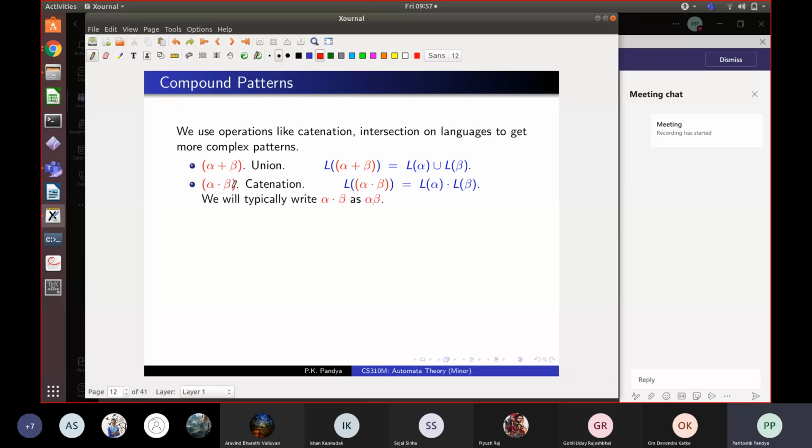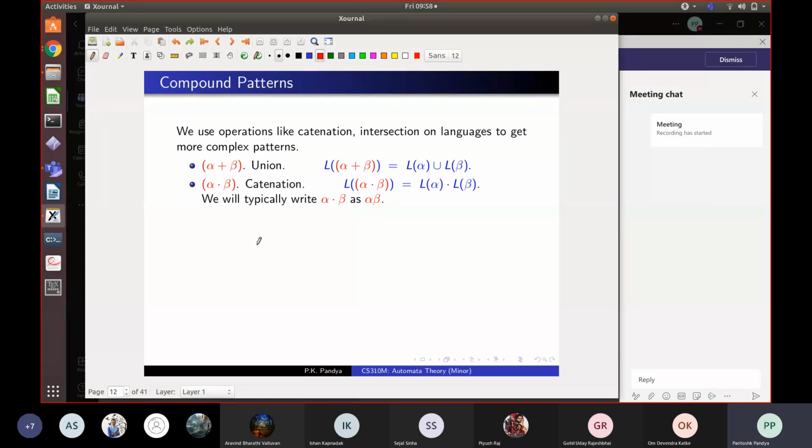Okay, we'll have alpha dot beta, which will denote catenation. We already saw the catenation operation over languages. What is the language of alpha dot beta? You first calculate the language of alpha, you calculate the language of beta, and then you catenate them. What is catenation? Take a word from alpha, take a word from beta, and catenate them. And take all such possible combinations and you will get this language, right? So we had already seen this.